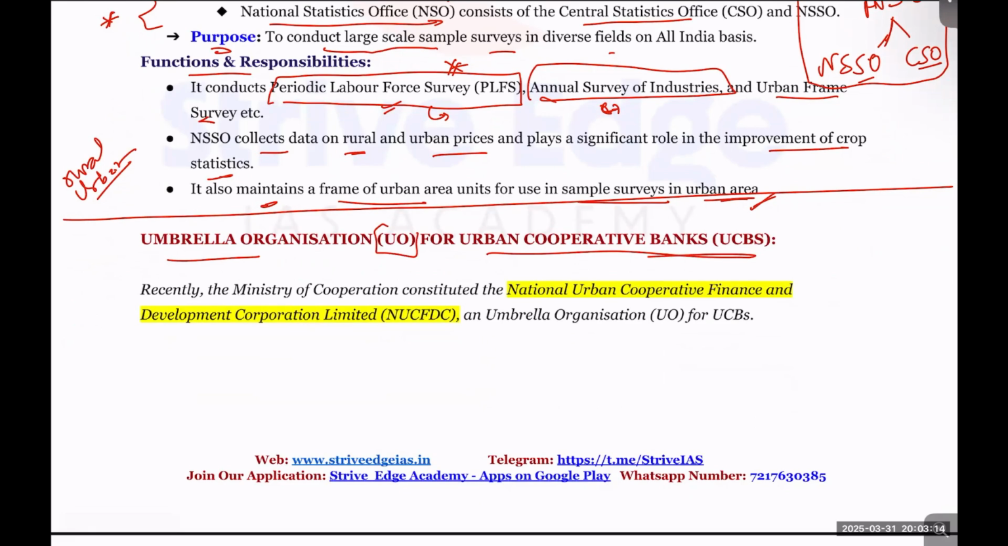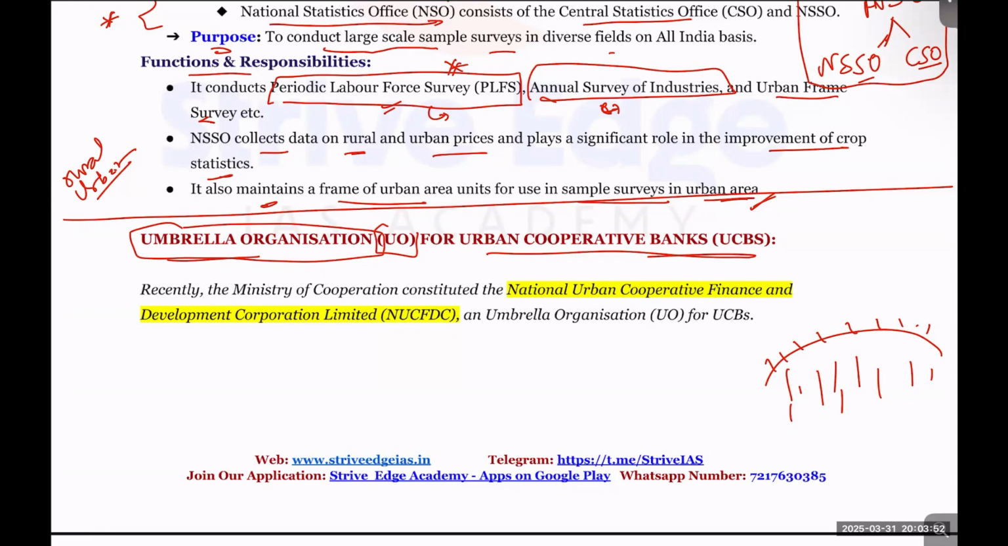Before going through this topic, you should also know what this umbrella organization is. An umbrella organization, as the name suggests, is like an umbrella, which includes everything under it. It will be a single organization having multiple organizations within it. This is the concept of an umbrella organization.